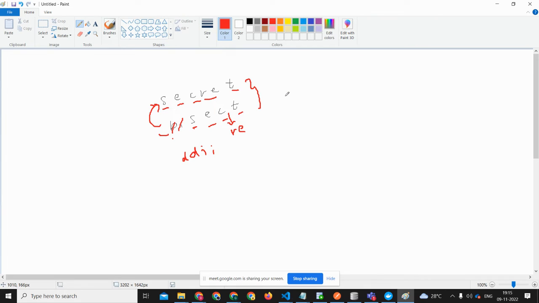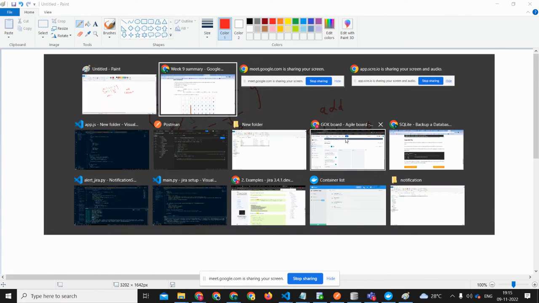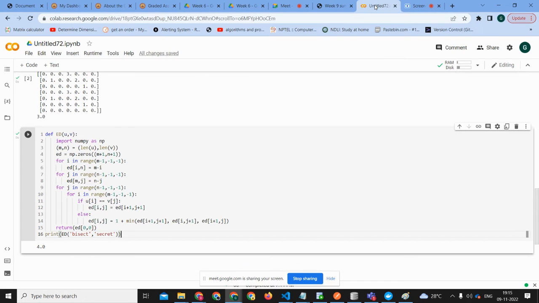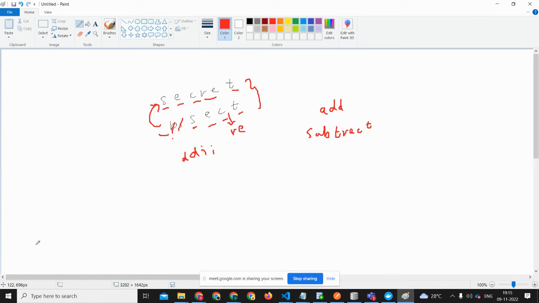Am I right? Yes. Should we talk about something else? Let's take a different example: add and subtract. How to find the edit distance for these two? Any idea? I'm taking these two. Let's find out what the edit distance is. And it says that it is 7. Okay, and how do we do that?